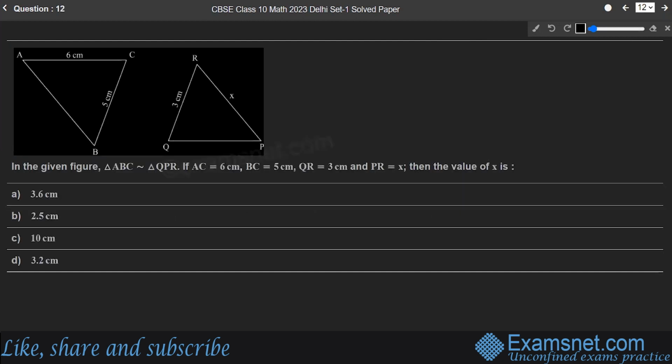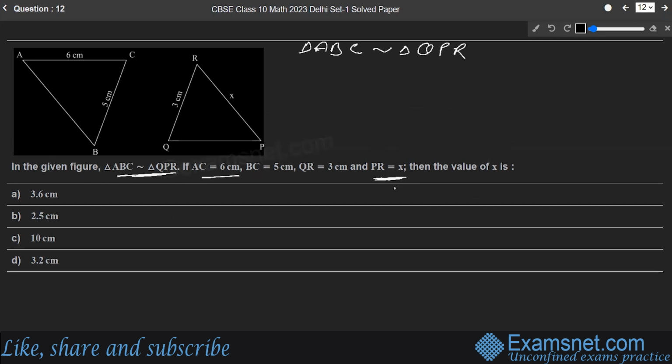Next, what they say. So there are two triangles drawn in the given figure. Triangle ABC is similar to QPR. AC is 6. All the values have been given. PR is equal to X, and the value of X is required. As they say, the two triangles are similar. So they are saying triangle ABC is similar to triangle QPR.